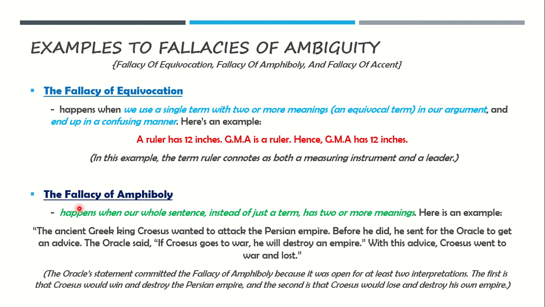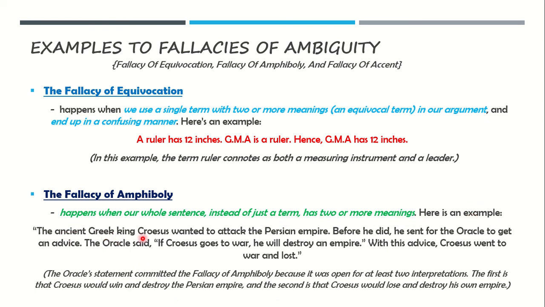So the next one is the fallacy of amphiboly. This one happens when our whole sentence, whereas earlier it was a single term, has two or more meanings. So here is an example.